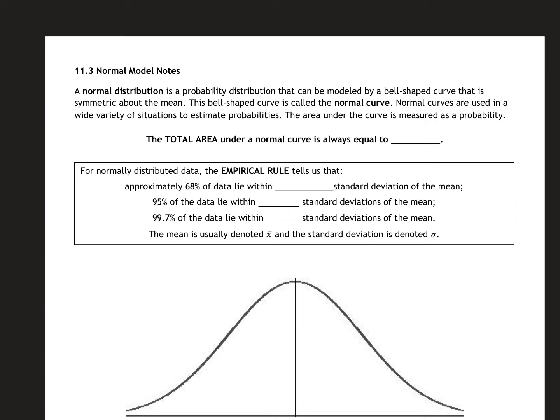We're going to continue on. We're going to get into our normal model today. This is something you'll need to know very well. This one works nice when it works out. Tomorrow we'll get into our z-score when stuff doesn't work out, but we'll kind of get through it.